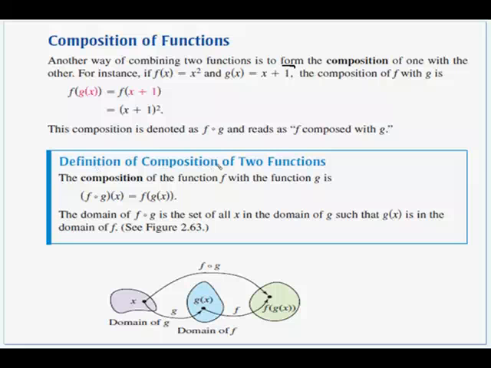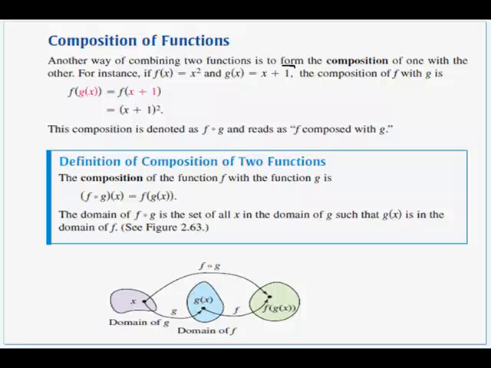So what's the definition of the composition of two functions? The composition of function f with the function g is f compose g of x, or f of g of x. G of x is the inner function that is going to be run through the outer function f. The domain of this composite function is the set of all x in the domain of g, such that g of x is in the domain of f. And you know, the domains of these can get a little tricky. We'll cross that bridge when we come to it.